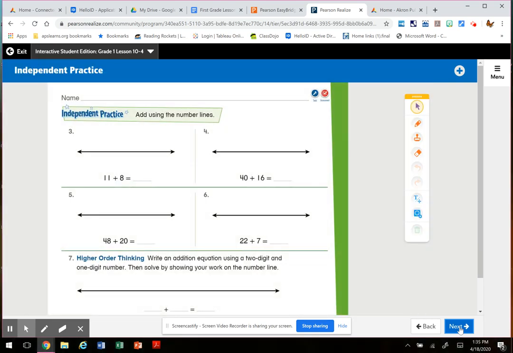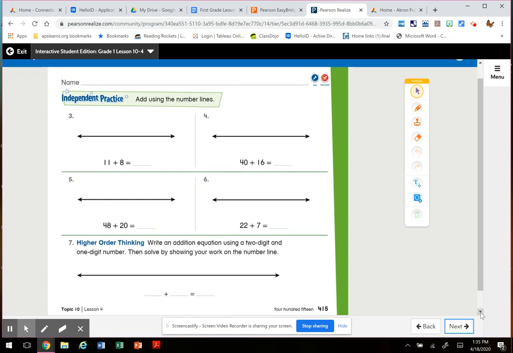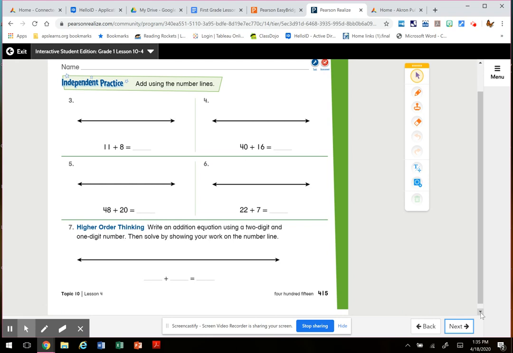Here we have our independent practice. I'm just going to do one of these because I want you to see that when you add numbers, you can reverse the order of the addends. Addends are the numbers that you add together to get the sum, and the sum is the answer. So I'm going to do number 4, and then I want you to do the rest of these independently. Number 4 is 40 plus 16.